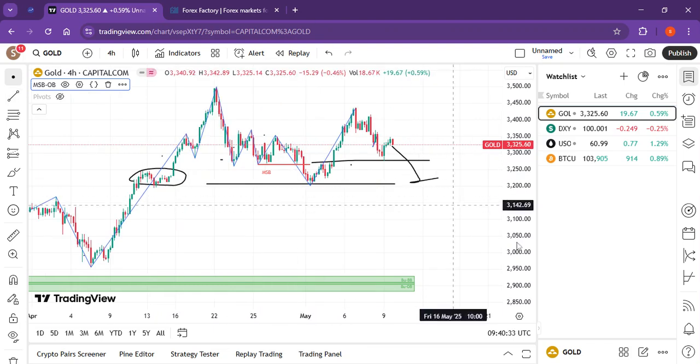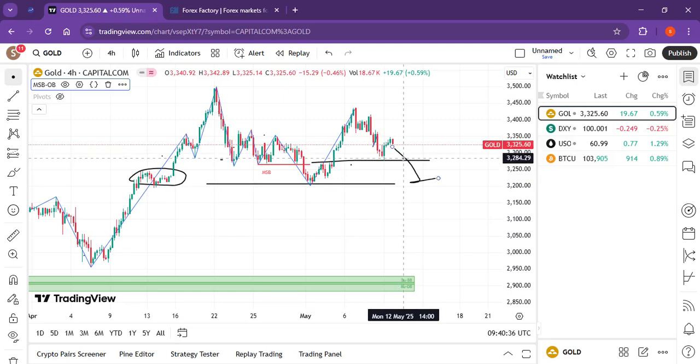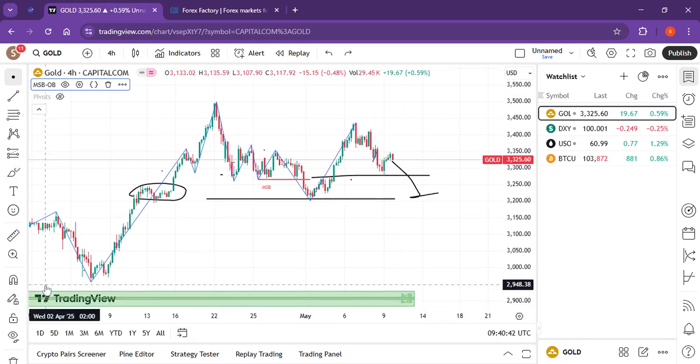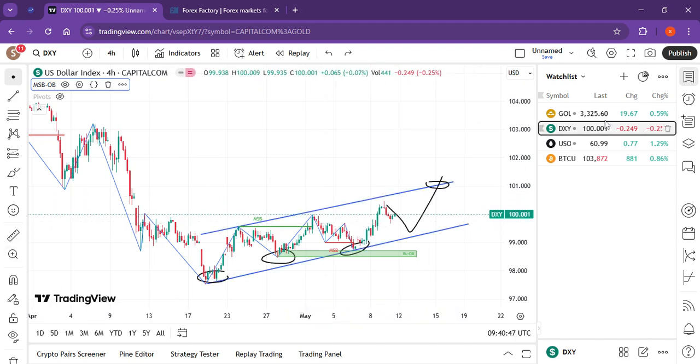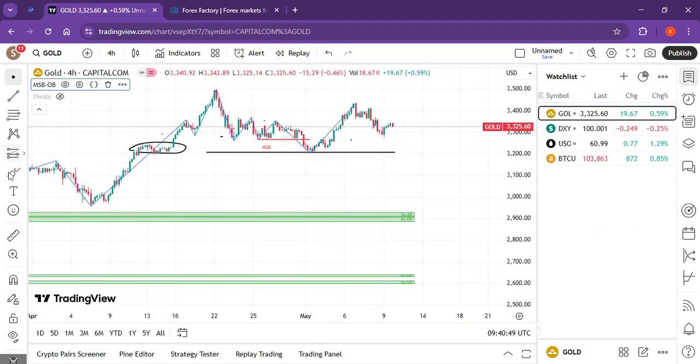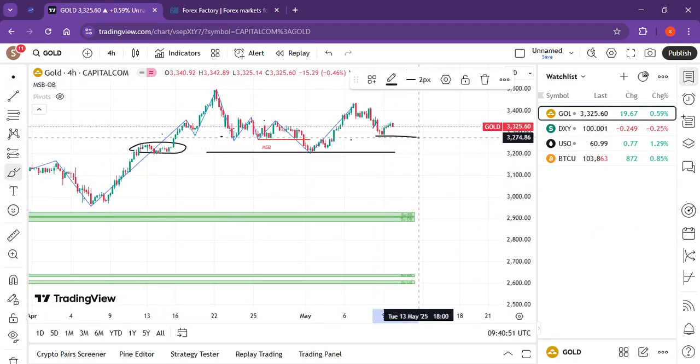I am expecting that it is likely to reach up to 3284, 3275, and from there it will take support and then bounce back. So being a safe side trader, a day trader, or a swing trader, what you can do is buy from the dip at least around 3265, 3270.